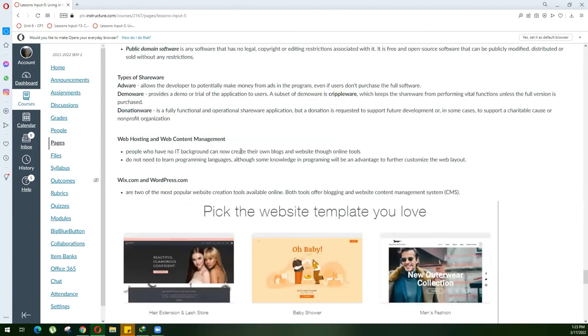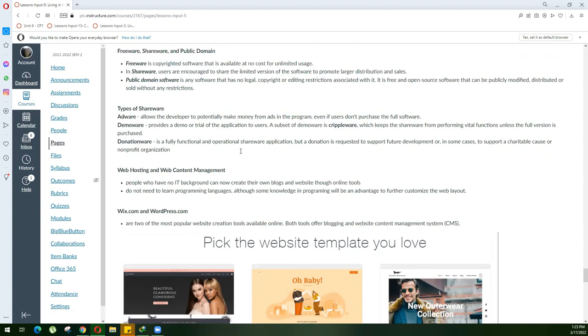We also have the different types of shareware. We have adware, which allows the developer to potentially make money from ads in the program, even if the users don't purchase the full software. We have demoware, which provides a demo or trial of the application. A subset of demoware is crippleware, which keeps the shareware from performing vital functions unless the full version is purchased. Donationware is a fully functional and operational shareware application, but a donation is requested to support future development, or in some cases to support a charitable cause or nonprofit organization.